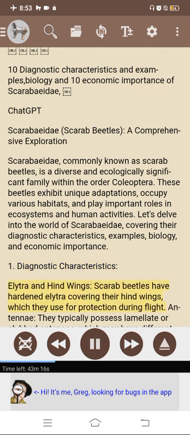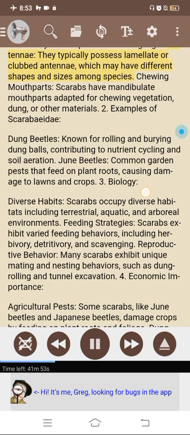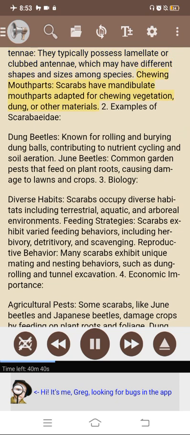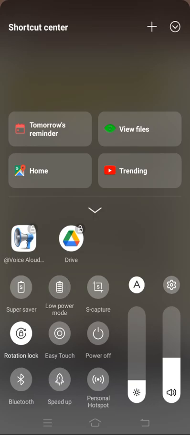1. Diagnostic characteristics. Elytra and hindwings. Scarab beetles have hardened elytra covering their hindwings, which they use for protection during flight. Antennae. They typically possess lamellate or clubbed antennae, which may have different shapes and sizes among species. Chewing mouthparts. Scarabs have mandibulate mouthparts adapted for chewing vegetation, dung, or other materials.